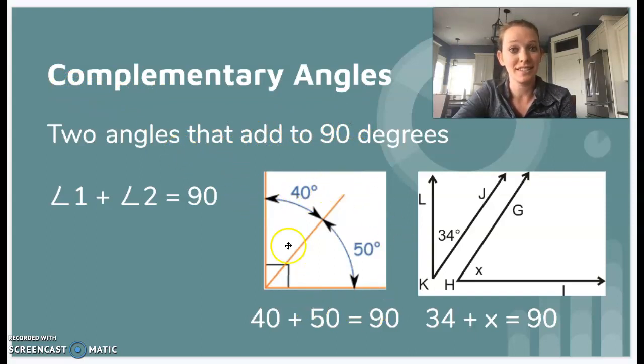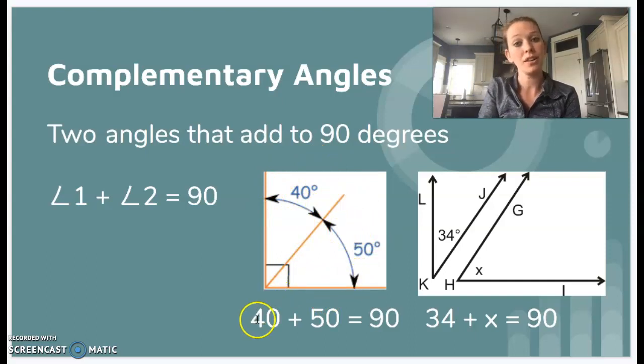In this example, we can see this angle here is 40 degrees, and this angle here is 50 degrees. If you add 40 plus 50 together, you get 90 degrees. So you would say these two angles are complementary angles because when you add them up, they're 90 degrees. And they don't have to be right next to each other. They don't have to be adjacent angles.